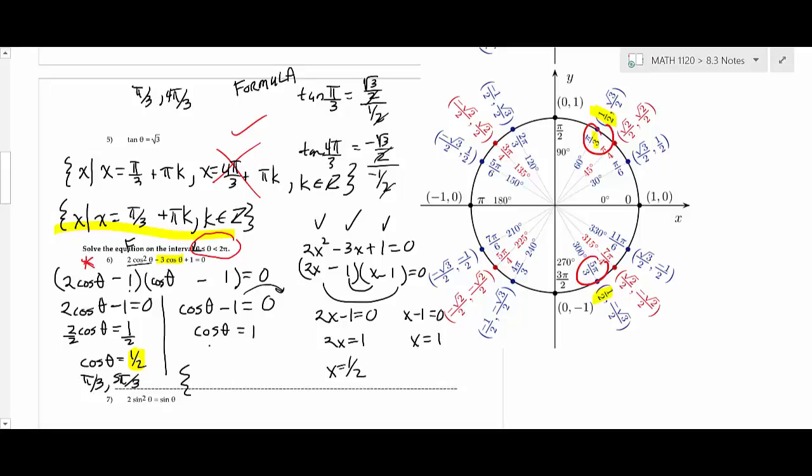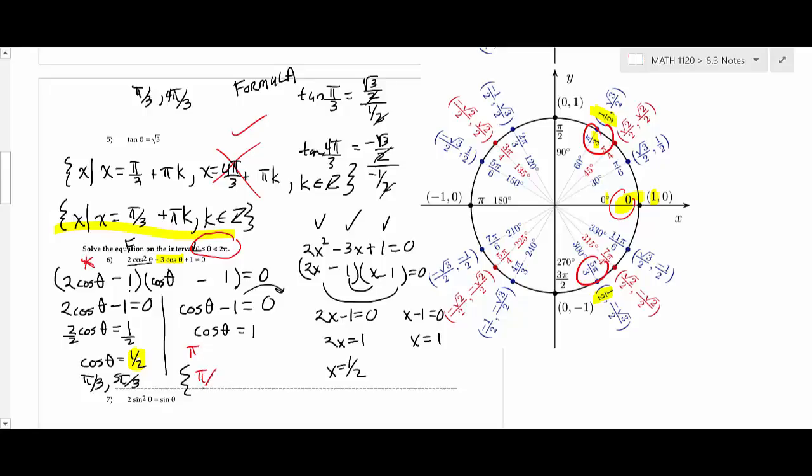Where is the cosine equal to 1? At what angle? 0. There's only one place that happens. It happens there. The cosine's the x value on a unit circle. So what that means is the third and final answer would be at 0 radians like that. Okay, so we've got 3 answers to this problem. So we just write this like this.